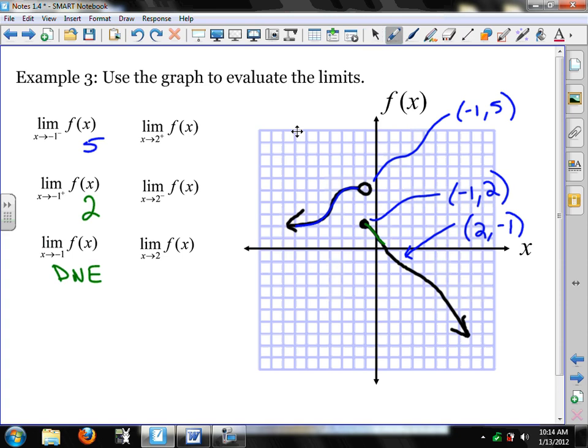The second column there, now I'm approaching x equals 2. So the limit as x approaches 2 from the right. I'm coming in from the right, x equals 2. The y value is approaching -1. As I approach from the left side, the y value is approaching -1. And since they're coming into the same point, the limit as x approaches 2 of f of x is also -1.